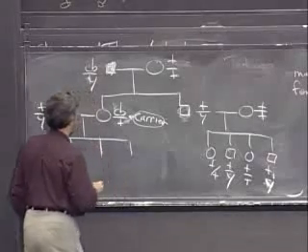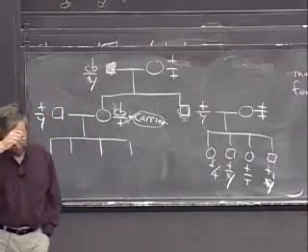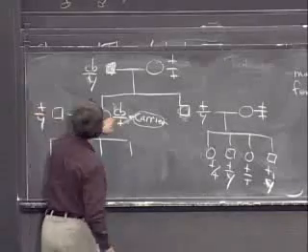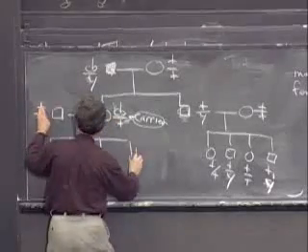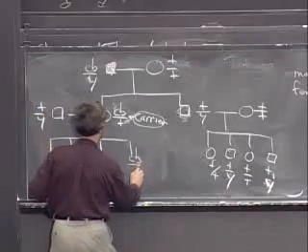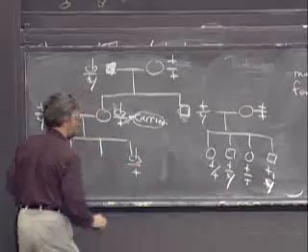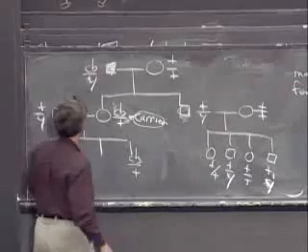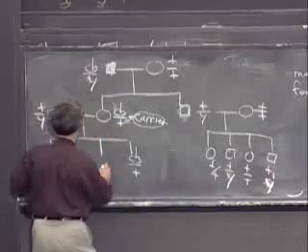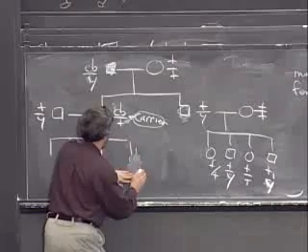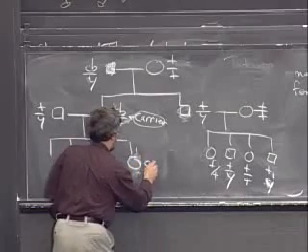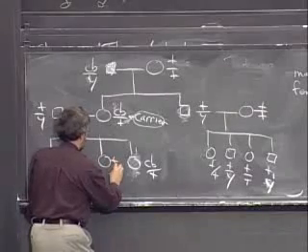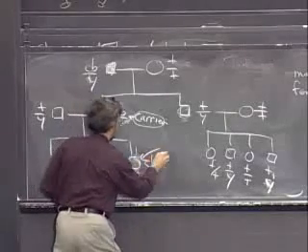Well, the daughters could either have the color blindness allele paired with this one, or they could get the wild type allele with this one. So I better put this in. It's a daughter. So this would be CB over plus, or it could be plus over plus. This one would again be a carrier.